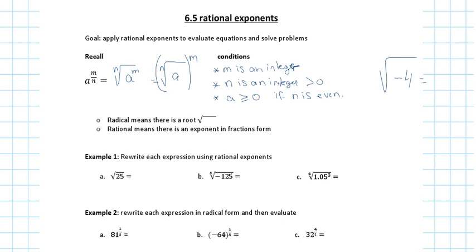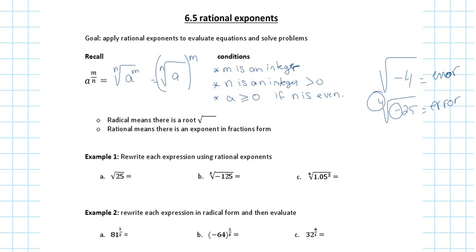Okay? Now, eyes on me for a second. How about if I have the 4th root of -25? Can you tell me what you're going to get? An error as well, no? Anytime you do an even root of a negative number, you are going to get an error. That's why a has to be positive. a has to be positive if n is even. Okay?